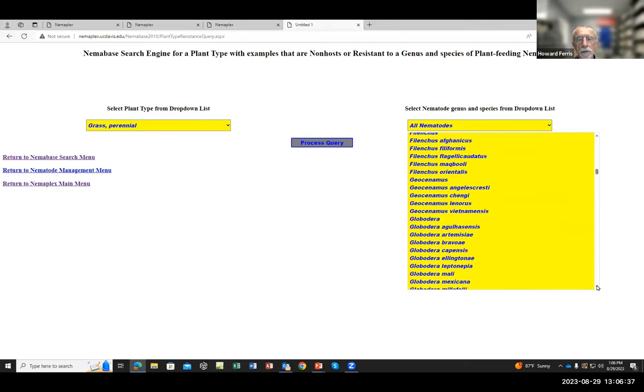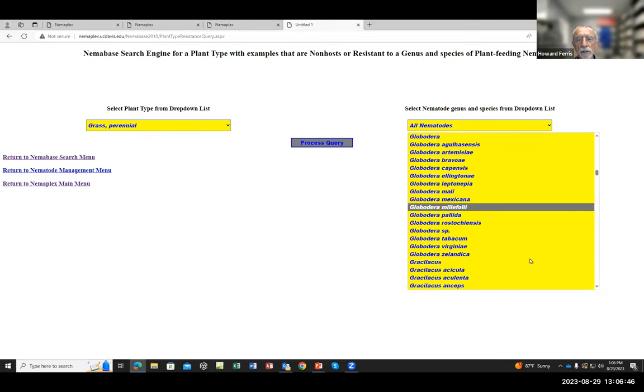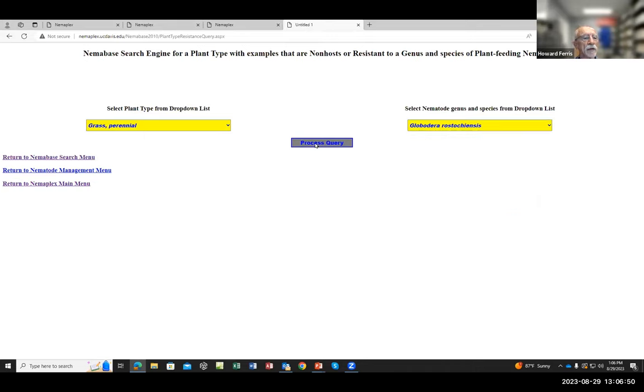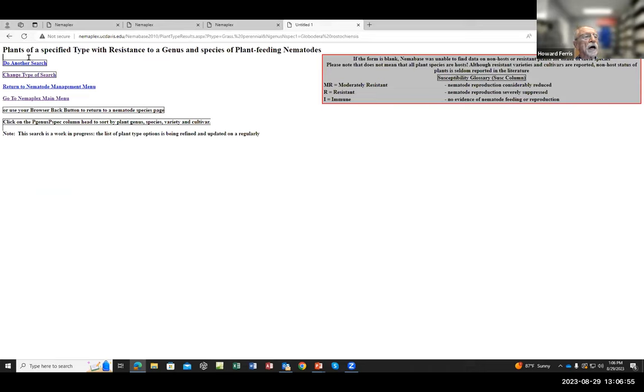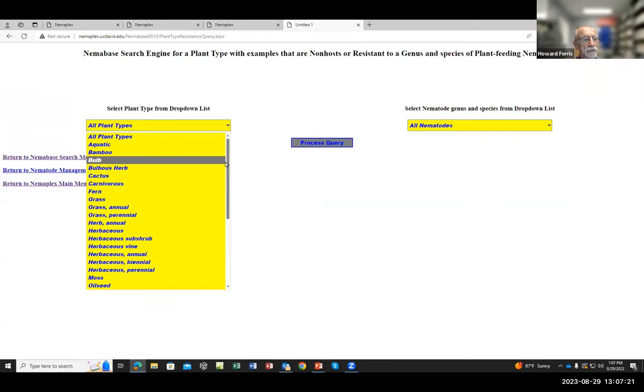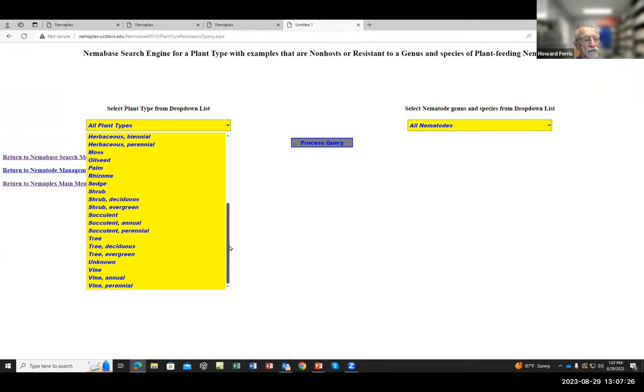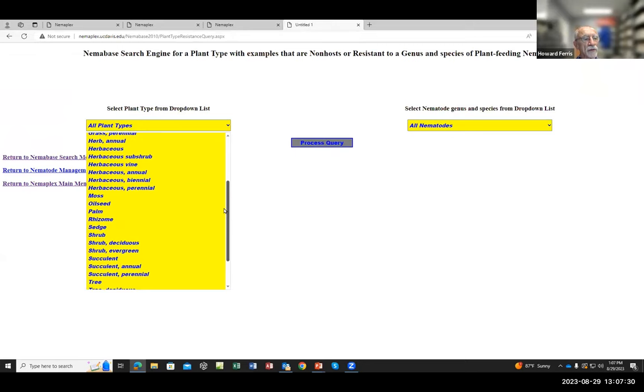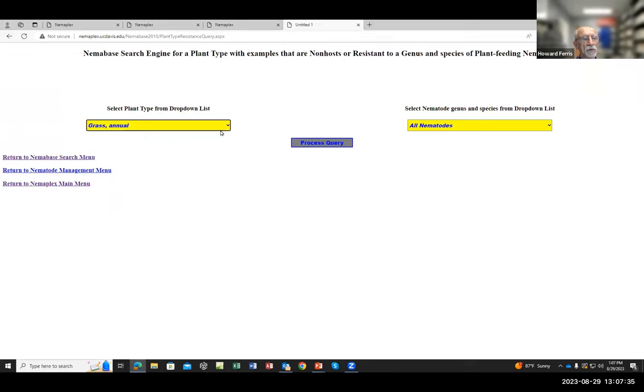Let's say I would select, this would be interesting, Globodera, which is a cyst forming nematode, Globodera rostochiensis, the potato cyst nematode, and process the query. Interesting. No, none. Now, the fact that it doesn't show any means either I haven't collected the data or nobody did the experiment. So I'm only reporting what occurs in the literature. And people are more likely to indicate that this is a host than it is a non-host. So it's pretty interesting to think of the biases that are involved in just the way data are reported or not reported. If you don't find the nematode feeding on the root, you don't say anything about it. If you do find the nematode feeding on the root, then it's pretty important, and you would report it.